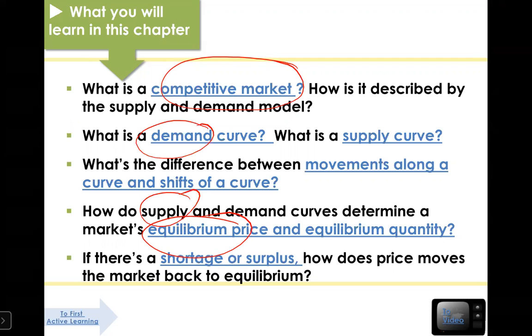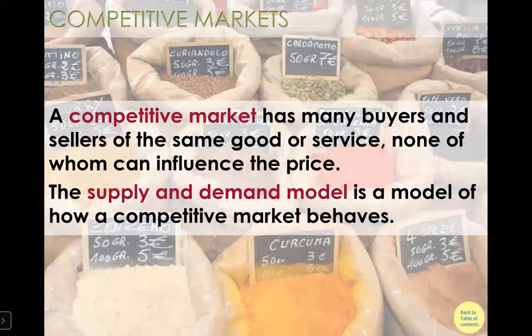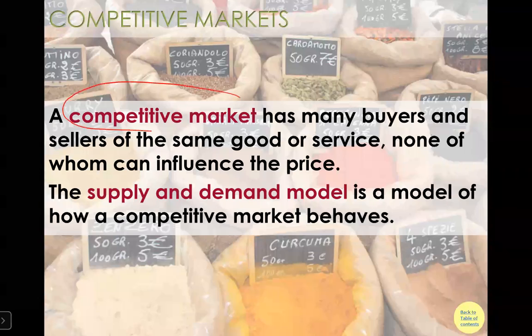All right. Now let's first see what a competitive market means. A competitive market means there are many buyers and sellers of the same goods or service, none of whom can influence the price. Okay? So let me explain to you what this means.